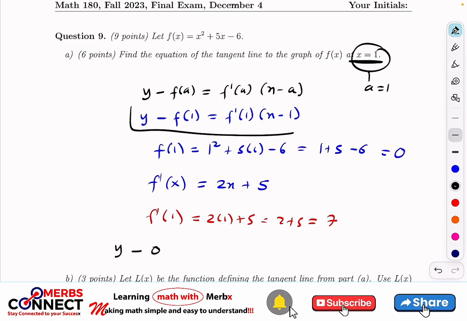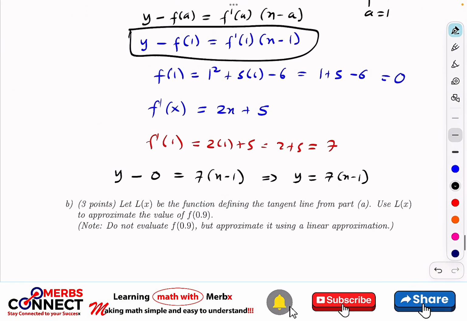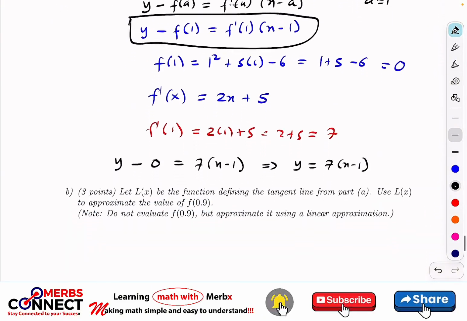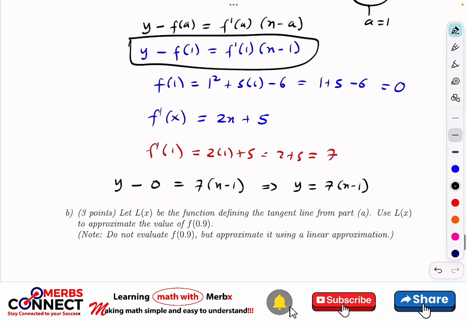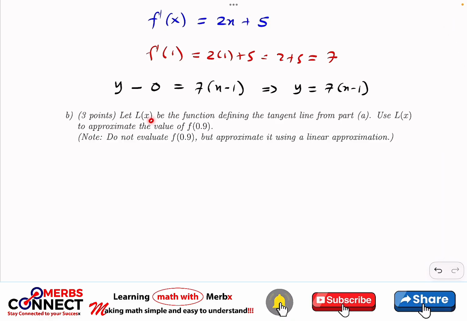So look here. This is what we are using now. And then f prime of 1 is 7, x minus 1. And definitely this is going to give us y is equal to 7 times x minus 1. Easy, right? So we are done here. Now let's go to B. Now B is saying that let L be the function tangent to A.